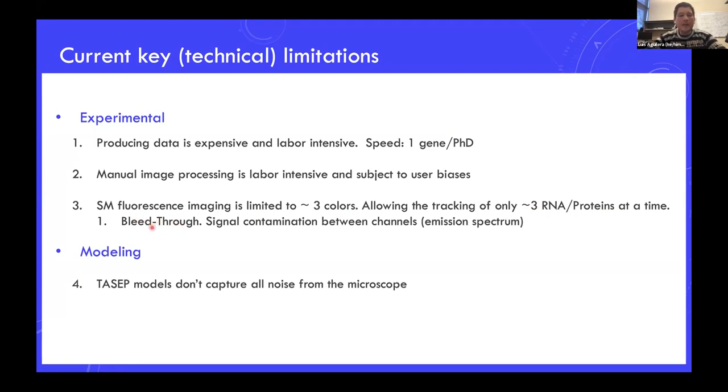is caused by bleed through. Bleed through is basically signal contamination between channels, the overlap of the emission spectra. And with the stochastic models, they are working well. We are able to reproduce the data, but they don't capture all the noise from the microscope.